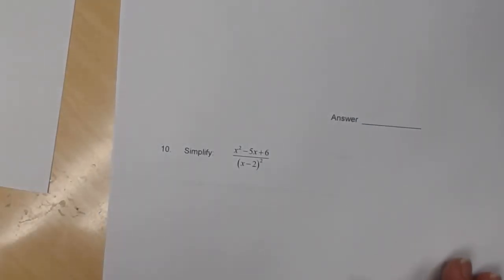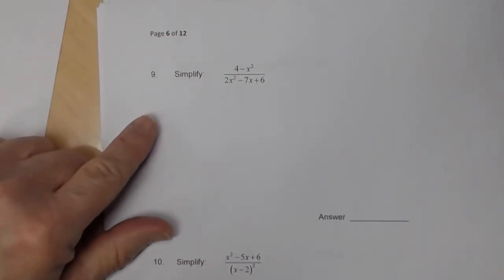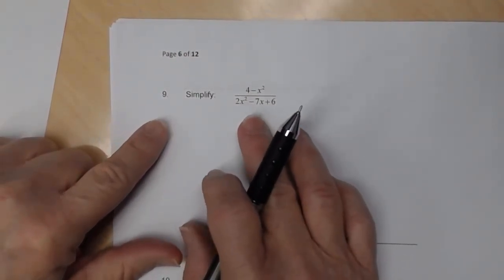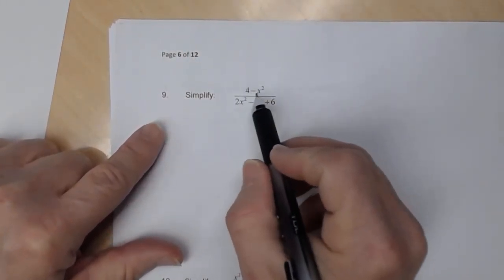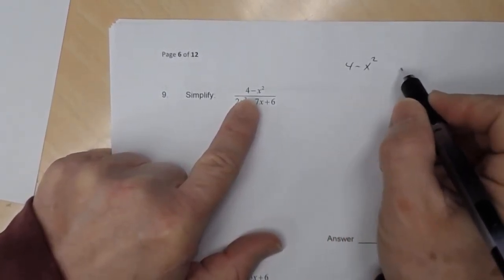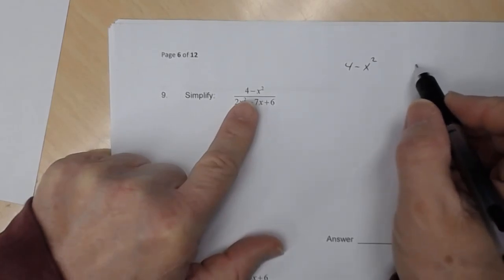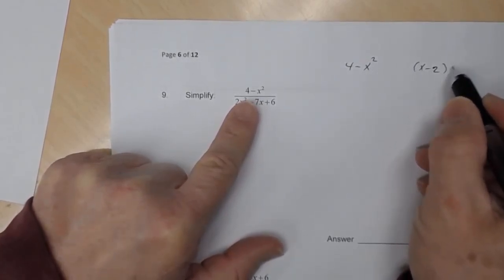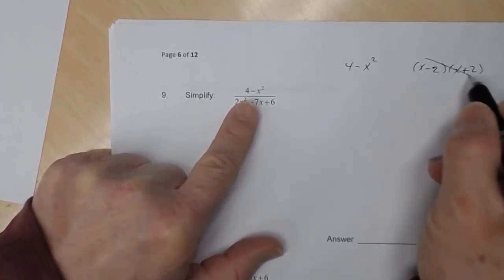Number 9, again, you want to factor this. Now, let me make a point here. Many of you see that numerator, 4 minus x squared, many of you are factoring this as x minus 2 times x plus 2. That's not true.